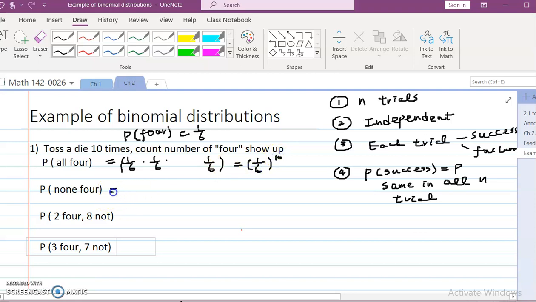And if none of them are 4, that means each one is not a 4, so each one is 1, 2, 3, 5, or 6.